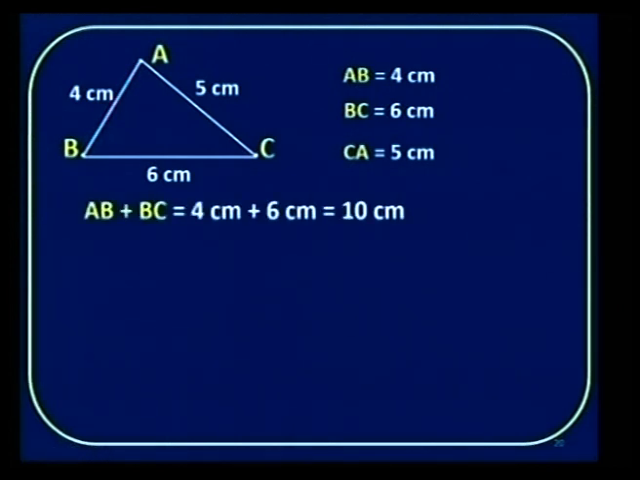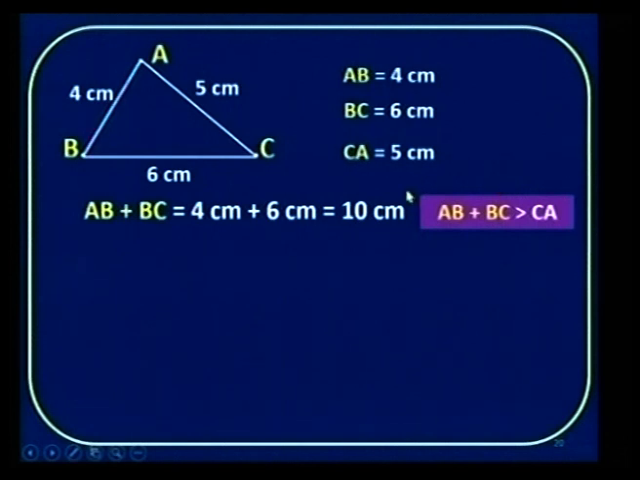I am adding AB with BC. So, AB plus BC means 4 cm plus 6 cm. How much am I getting here? 10 cm. So, what have I done here? I have taken the first two sides, added them, and got the sum as 10 cm. Now, is this 10 greater than 5? Yes. So, AB plus BC is greater than CA.